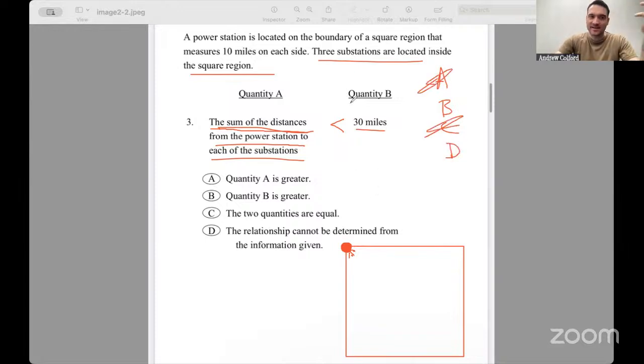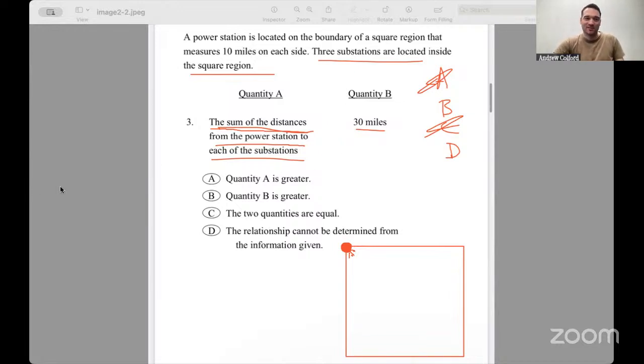I can very easily, with the constraints they've given me, make quantity A bigger. Or sorry, quantity B bigger. The real question is, can I make quantity A bigger? Can I make the sum of the distances of the 3 substations greater than or equal to 30 miles? Well, how would I go about doing that visually?